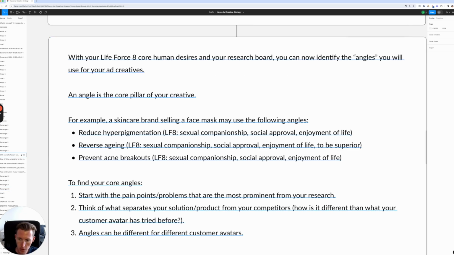So just to give you an example of some angles, let's say there's a skincare brand selling a face mask. They may use the following angles. So the first one could be reduce hyperpigmentation. That appeals to a specific subsegment of the audience. And the life force 8 that they'll be appealing to with that angle is sexual companionship.